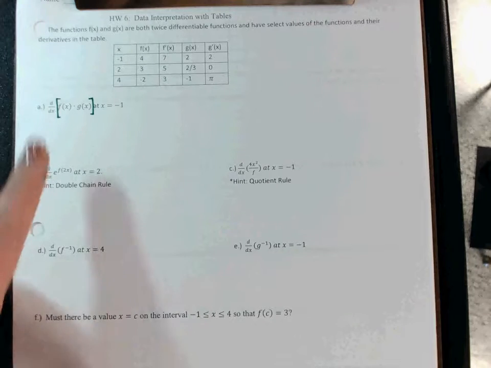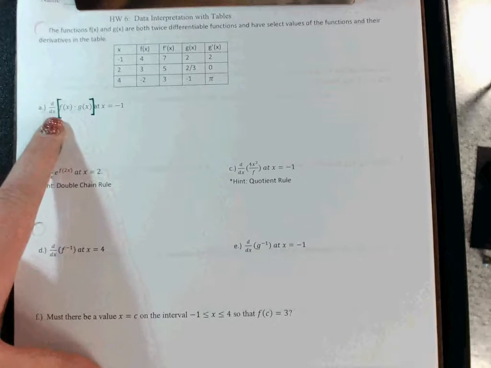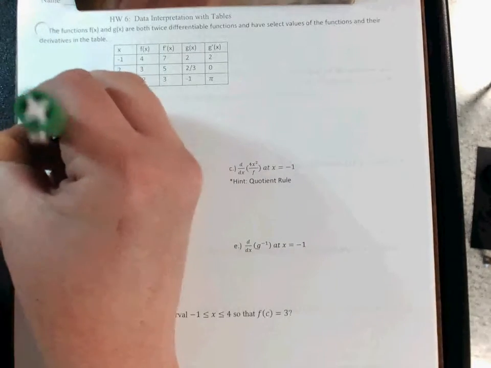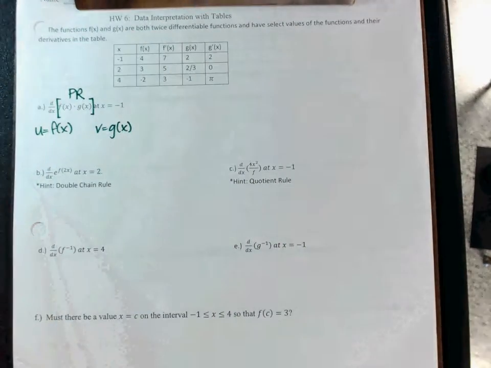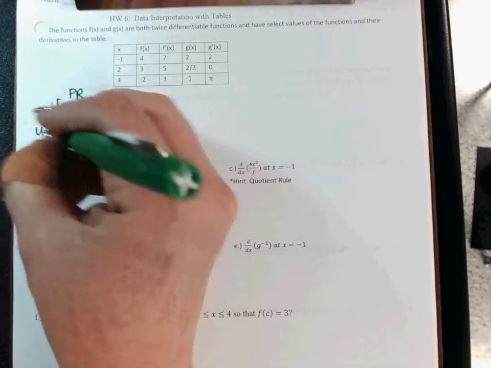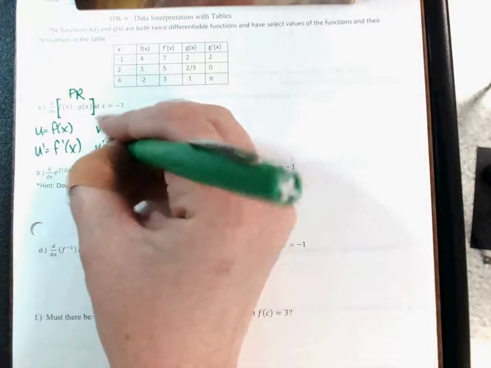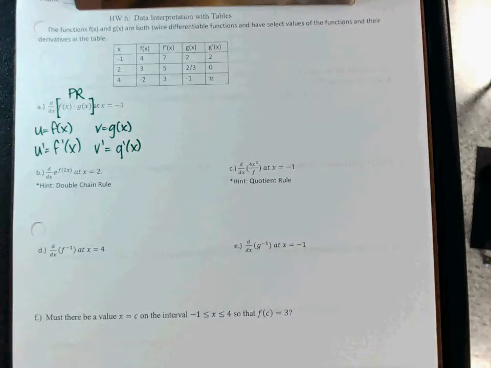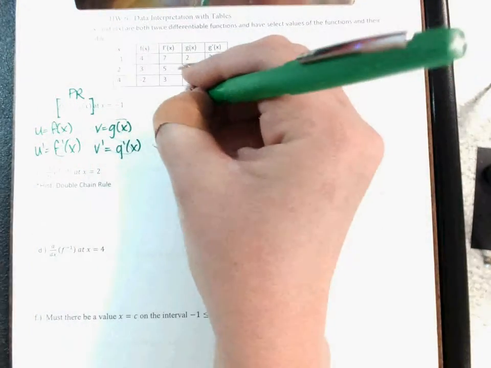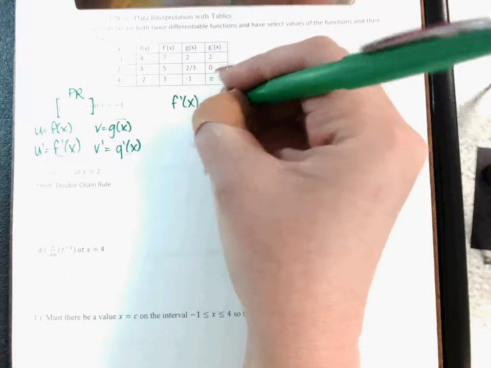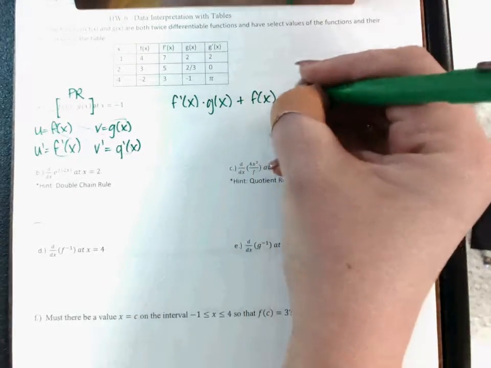That's the goal. Now, what rule is this going to require for me to take the derivative? Product rule. Very good. So my u is going to be f of x. My v is g of x. I'm going to put pr at the top for product rule. What is u prime then? F prime of x. And what is v prime? G prime of x. Okay? Then from there, you would say, okay, well then my derivative is this one plus that one, right? So it'd be f prime of x times g of x plus f of x times g prime of x.